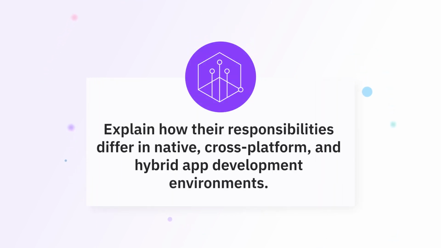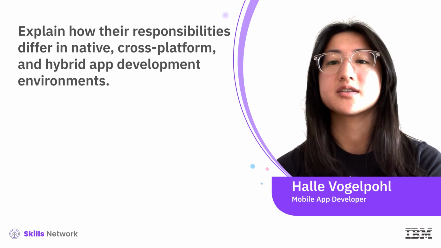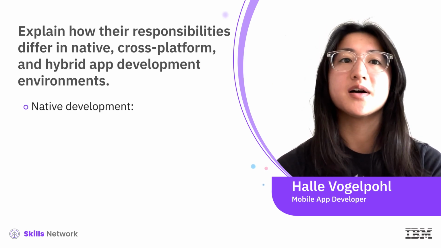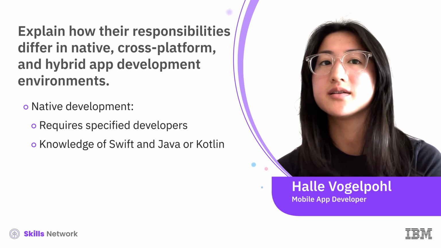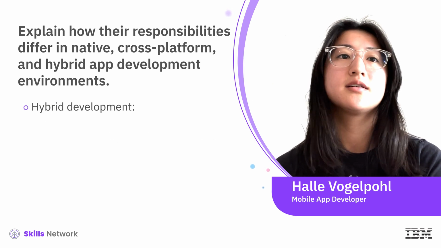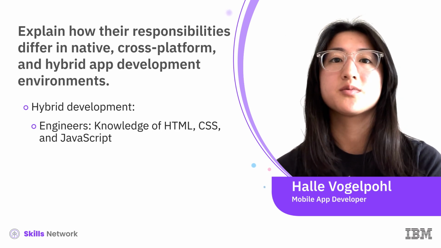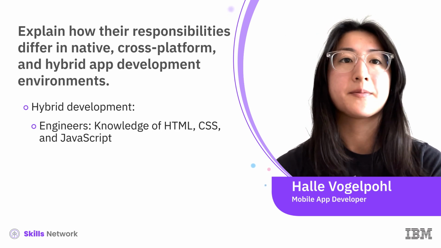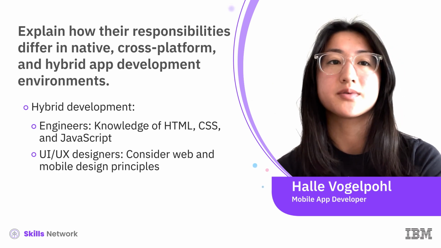Explain how their responsibilities differ in native, cross-platform, and hybrid app development environments. The differences that these roles have in native, hybrid, and cross-platform development are: in native development, you'll need specialized developers who know Swift for iOS and Java or Kotlin for Android, and designers need to know specific iOS and Android design guidelines. For hybrid development, engineers need to know HTML, CSS, and JavaScript to run web apps on mobile in a native container. And UI/UX designers may need to consider both the web and mobile design principles here.